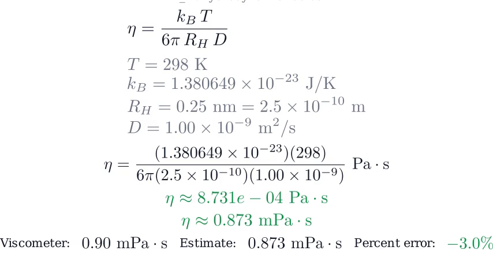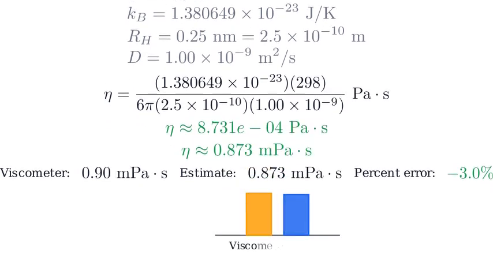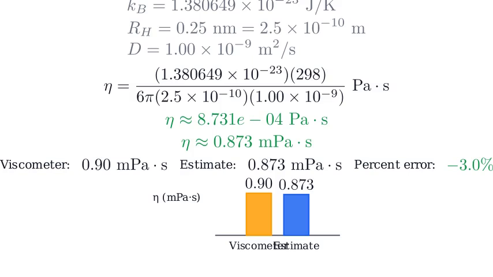Let us substitute the values and compute. We will also compare with a viscometer value of 0.90 millipascal seconds. Here is a simple side-by-side comparison of the viscometer value and the Stokes-Einstein estimate, both in millipascal seconds.